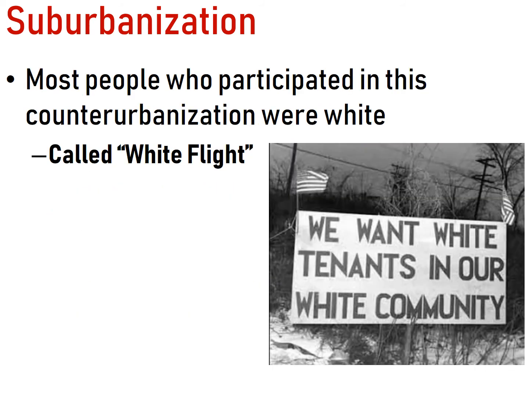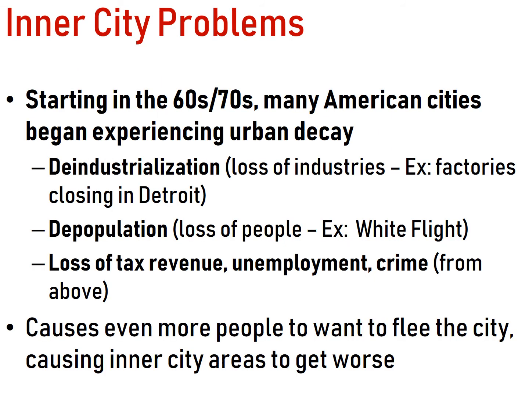But the only people that got to move out to the suburbs were white people, and obviously this had a huge effect on the cities and racial disparities in the United States, and what is popularly termed as white flight. Now, because of this, it creates some inner city problems. And now we're in the 60s and 70s talking about American cities.